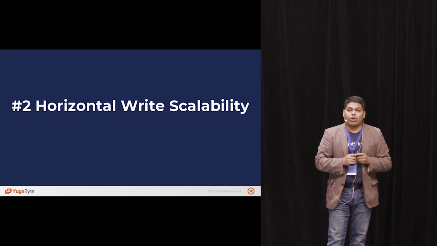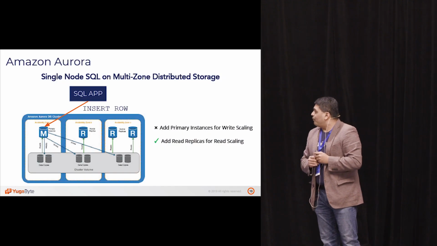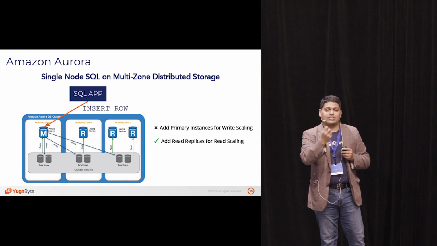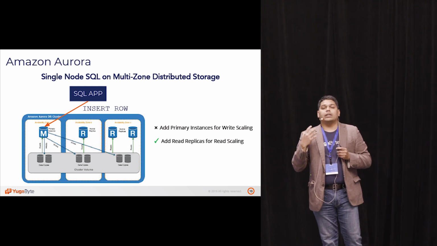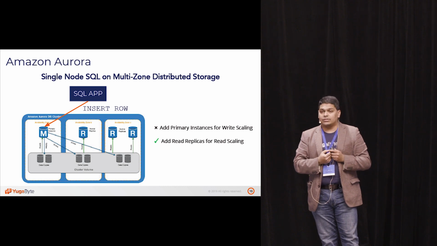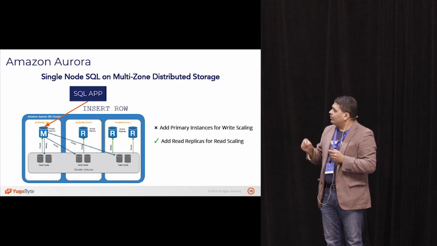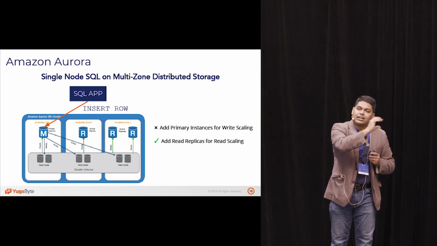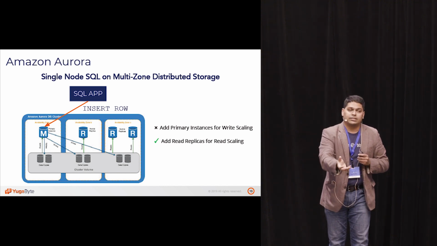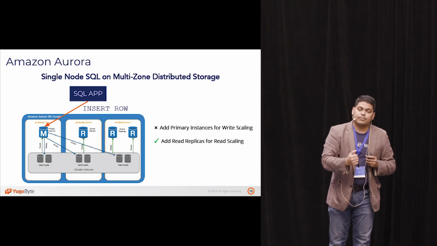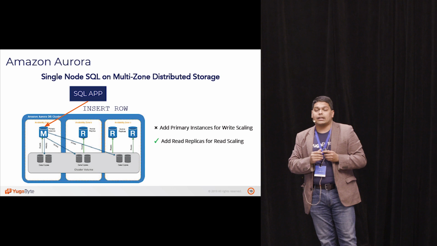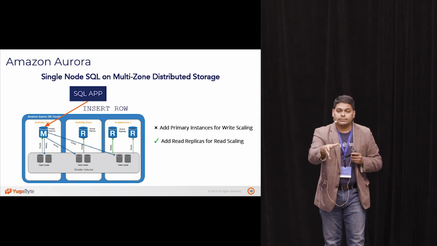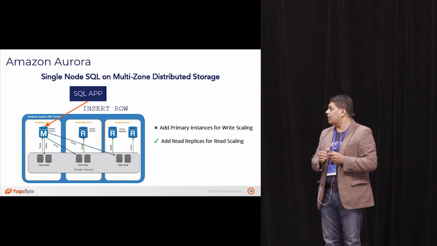Let's go into the next one, horizontal write scalability. Now, this is how Amazon Aurora looks underneath the covers. It's actually a single node SQL running on a multi-zone distributed storage engine. What do I mean by that? You see at the top, those are the SQL query layers. There is one master in the entire cluster, which is responsible for taking your writes and serving you correct reads. And there are a bunch of replicas marked by R in there. You can talk to the Rs to get some stale reads, but you can never write to an R, okay? Because it's a read replica at the end of the day.